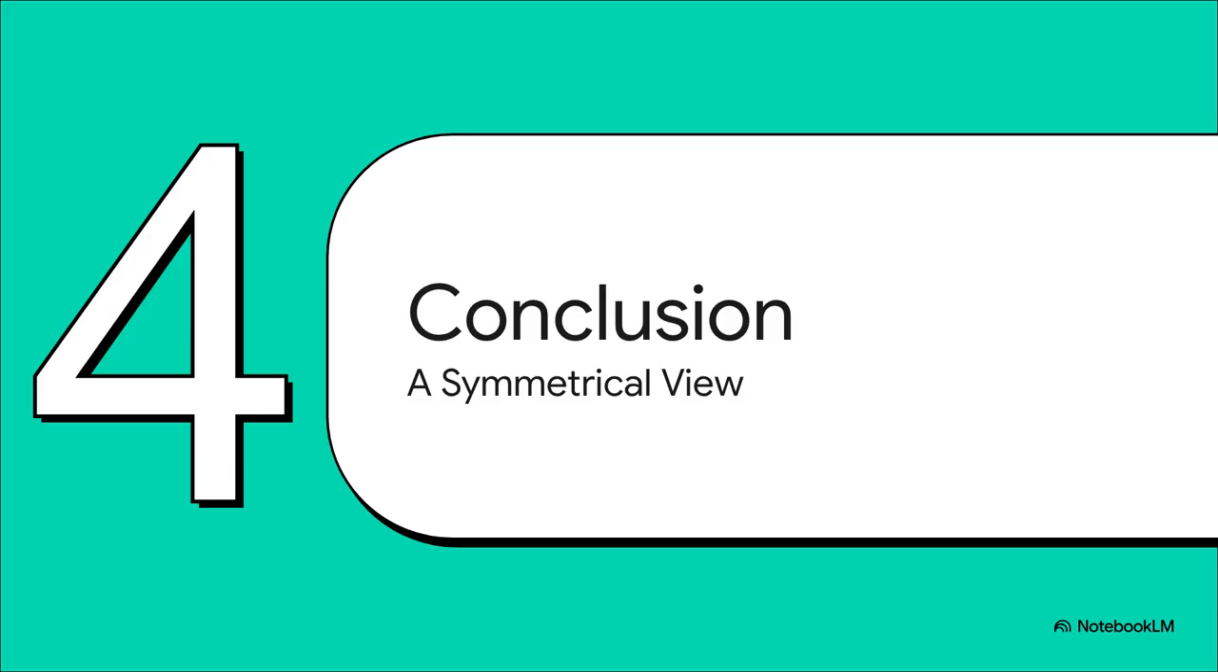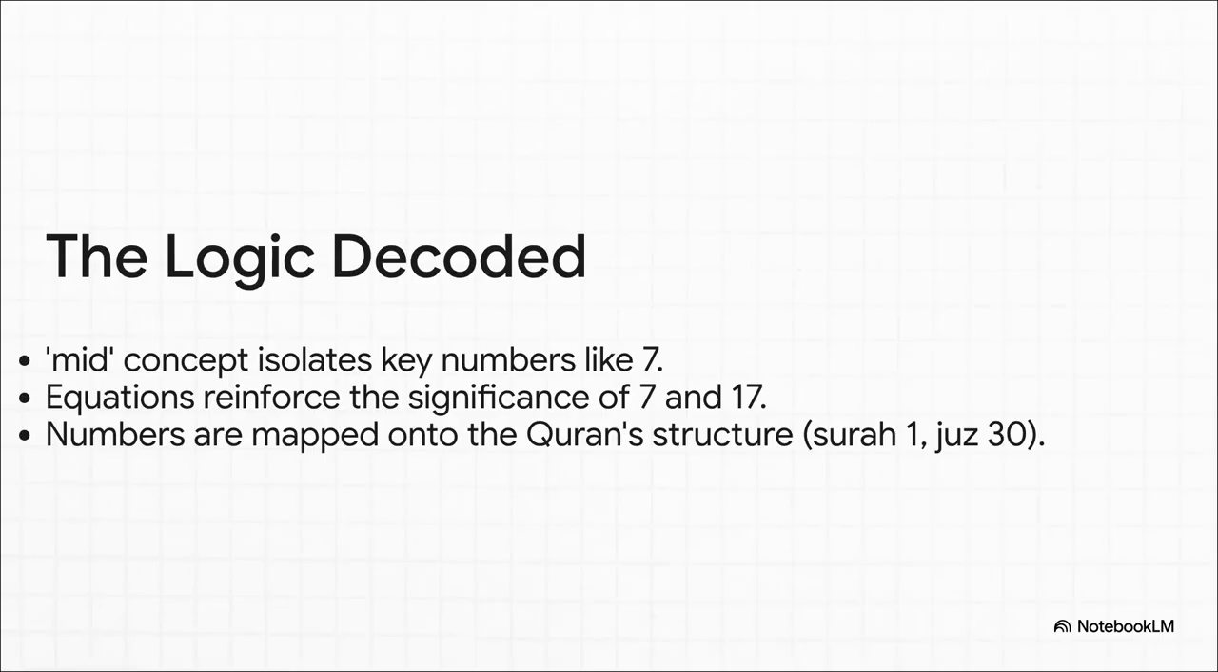Okay, so let's pull all of these different threads together as we get to our conclusion and just take one final look at this symmetrical view that's being presented. So here's the logic, from start to finish. First, we had the mid concept, which was used to pull out key numbers, especially the number 7. Second, these core equations created a kind of symmetry that reinforced just how important the numbers 7 and 17 are. And finally, the source claims these numbers are then deliberately mapped onto the Quran's structure, like Surah 1, all to reveal some kind of intentional, hidden symmetry.